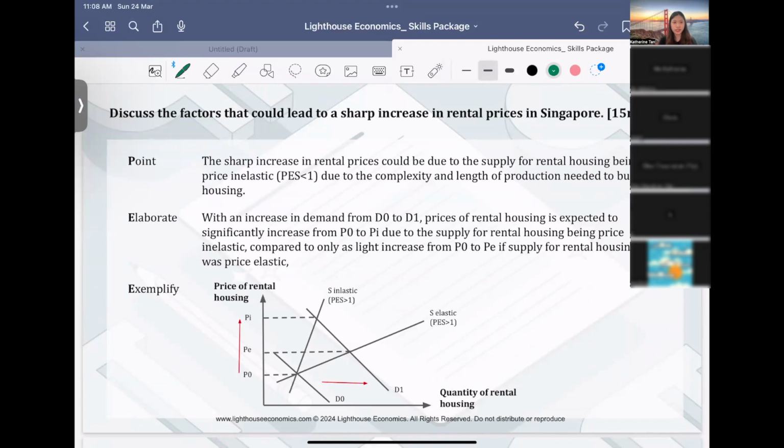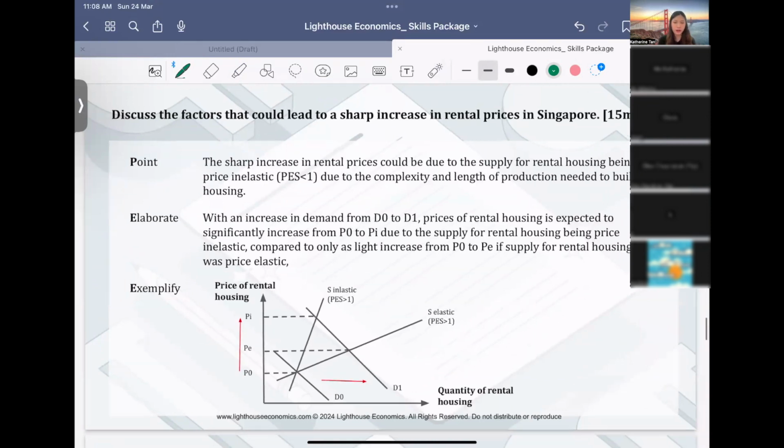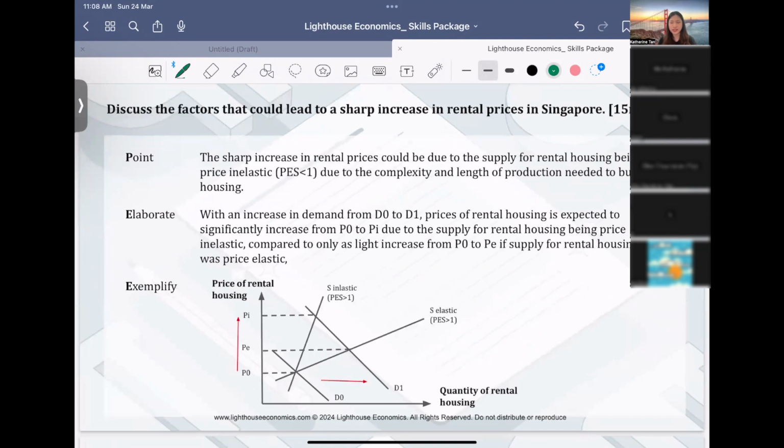Just now, go back to that question: discuss the factors that could lead to a sharp increase in rental prices. I chose this paragraph because it is conceptually the hardest to explain. Remember, when there's an increase in rental prices, it can be due to an increase in demand or a fall in supply. But this paragraph will explain why it is sharp. Remember, when we talk about sharp, you need to bring in a certain elasticity concept.